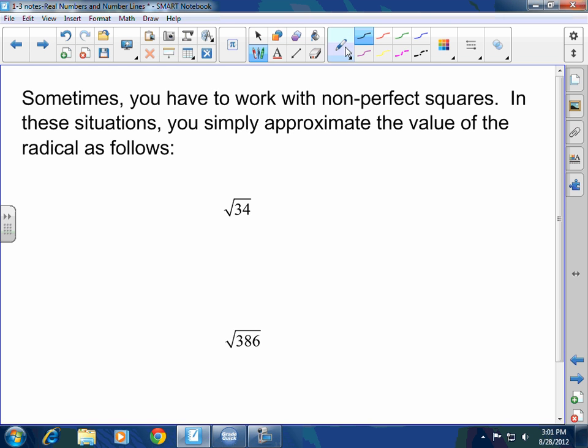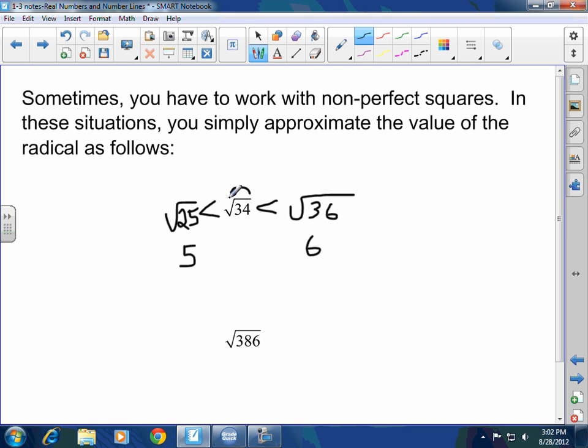So what do I have to do here? Well, let's go ahead. We know that the square root of 34 is greater than the perfect square before it, which is the square root of 25. And we also know that the square root of 34 is less than the square root of 36. So 34 is between the square root of 25, which is 5, and the square root of 36, which is 6. So it's between 5 and 6.